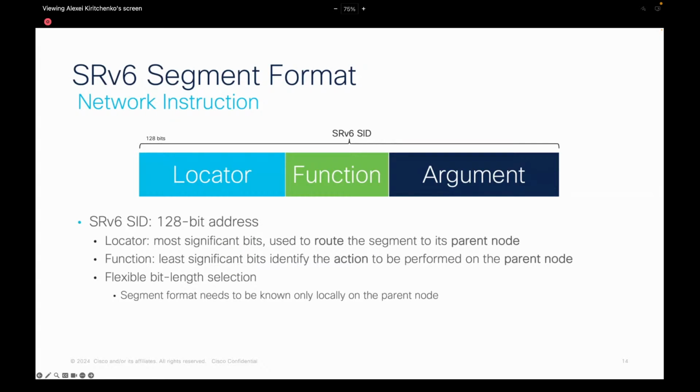The function is found at the least significant bits of the segment and represents the action to be executed by the node. The function has local meaning to the parent node, and the rest of the nodes in the topology are not expected to know how to interpret it. And the length of the locator and function is not fixed, so you can freely allocate the ranges that work best for you. They just have to, in sum, be less than 128 bits.